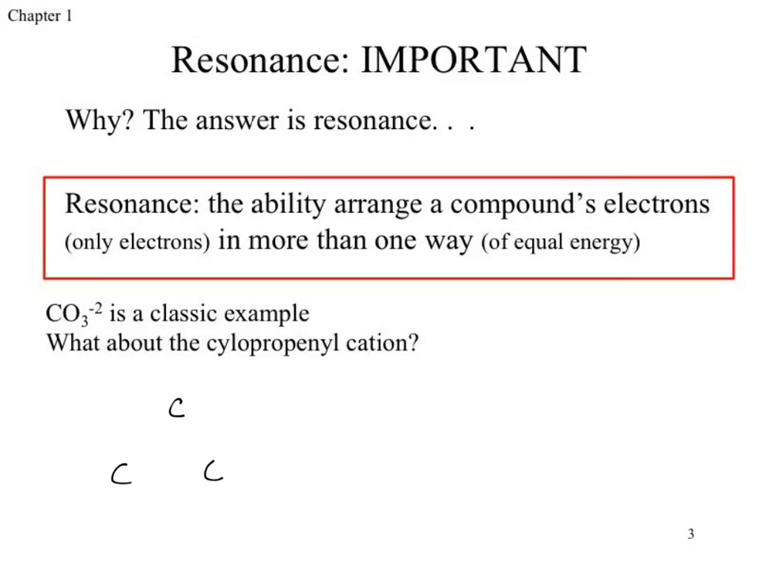Prop stands for 3, so we've got 3 carbons. Cyclo stands for cyclic, so we make this as cyclic as we can. The ene here in the propenyl means that we have a double bond. So we put 2 bonds between our carbons. And then it says a cation. What is a cation? Positive charge. We would then also go through and put a positive charge on the most likely atom. In this case, it's going to be that one.